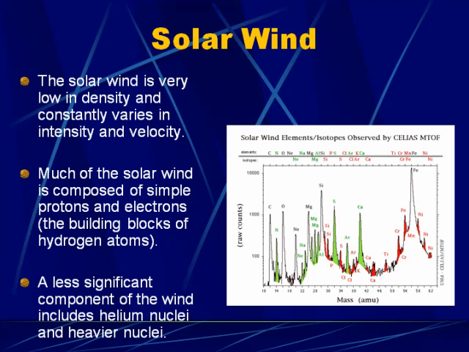Even when the coronal mass ejections don't happen, it doesn't mean that the sun's not losing matter. The sun is always shedding matter in the form of solar wind. And this solar wind is composed of mostly simple protons and electrons, basically the building blocks of hydrogen, but there's also a less significant component of heavier elements: helium, lithium. What else do we see here? Iron, silicon, magnesium.